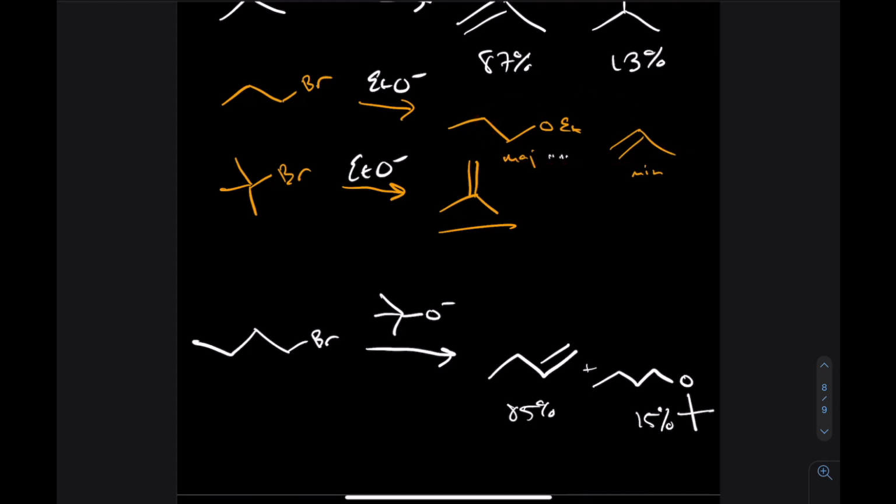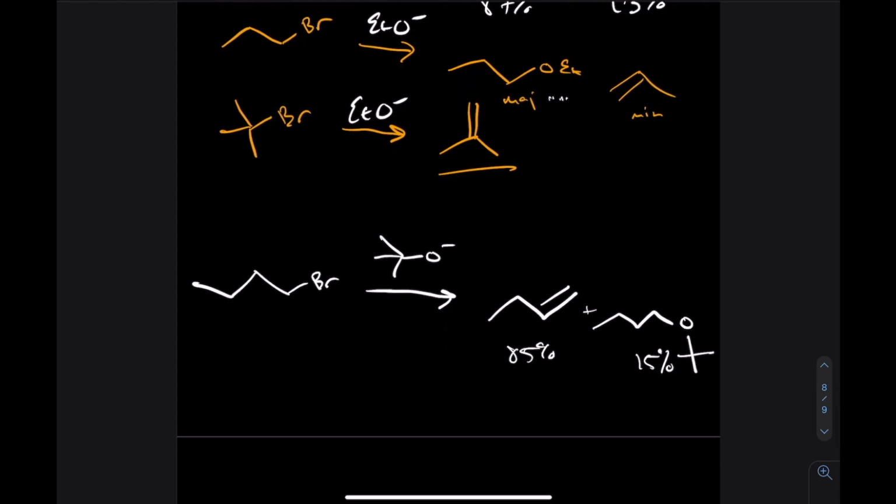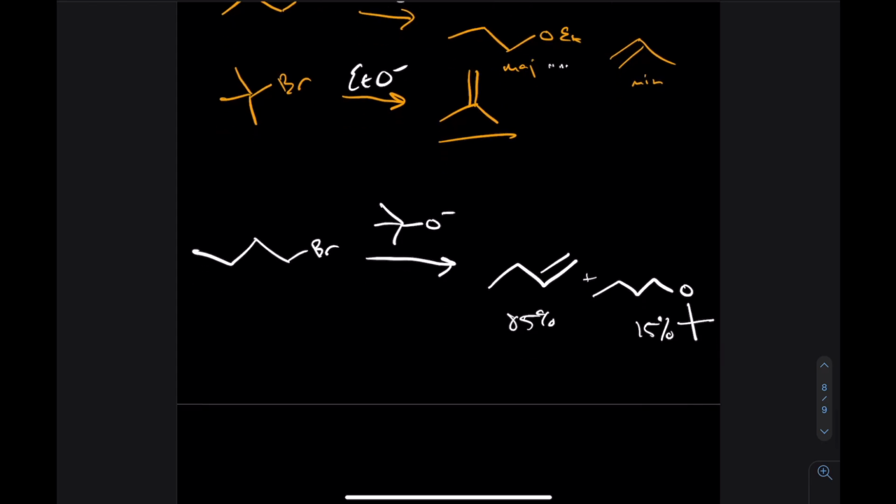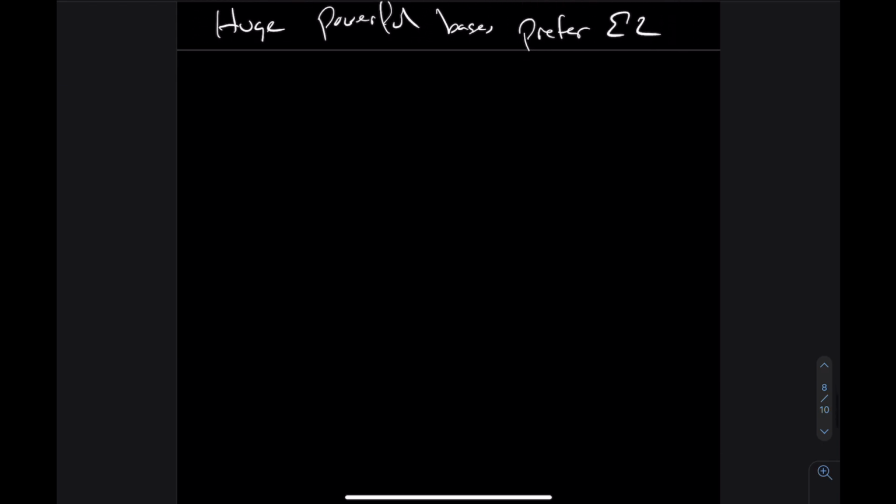All right, huge bases, sterically hindered bases, really prefer E2 elimination. So let's just write that down. Huge, powerful bases prefer E2 elimination. All right. So let's summarize these right here. Factors for substitution versus elimination, which one is more likely. All right.